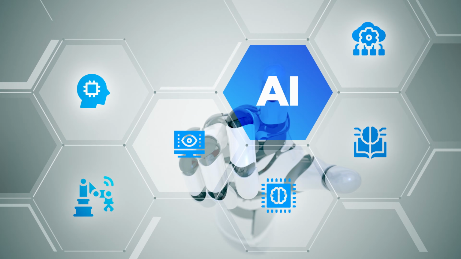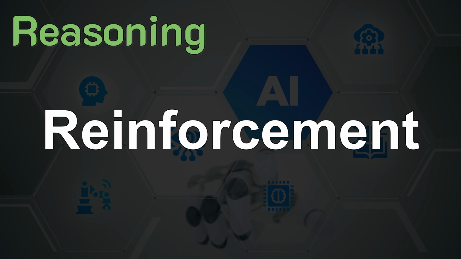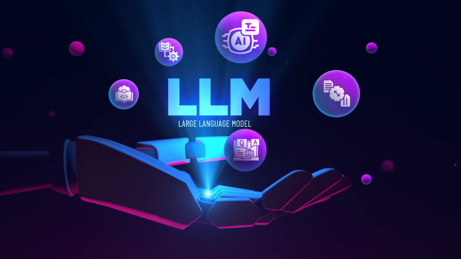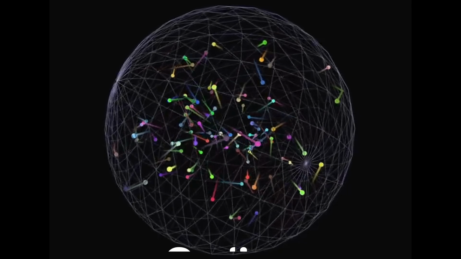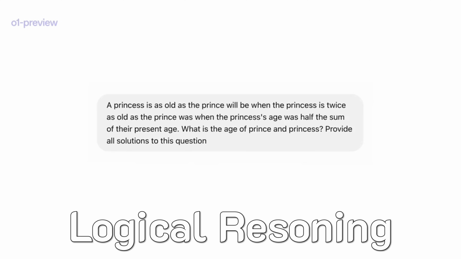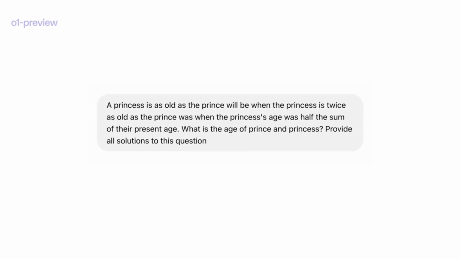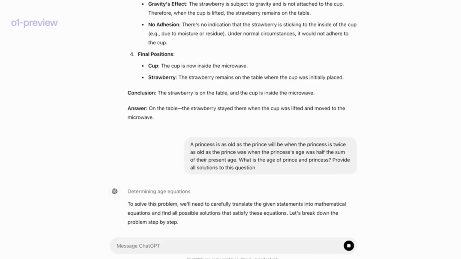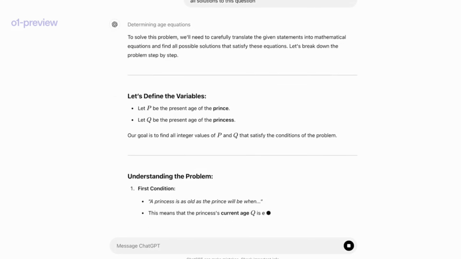This video is about teaching machines to reason with reinforcement learning. Modern large language models can solve math problems, write complex code, and tackle logic puzzles. The riddle reads as: a princess is as old as the prince will be when the princess is twice as old as the prince was when the princess's age was half the sum of their present age. It's not the easiest problem, but we got the answer just right.